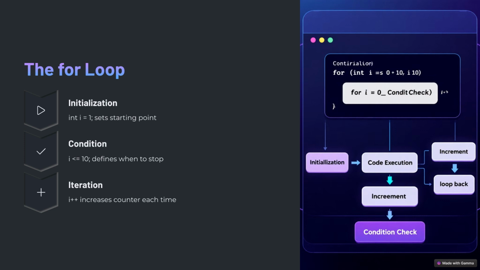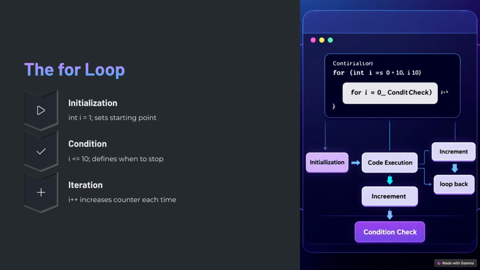Here's an example. This loop has 3 parts. int i = 1 initializes the counter i at 1. i <= 10 is the condition: the loop runs while i is less than or equal to 10. i++ increases i by 1 after each iteration. This means the loop runs 10 times, printing numbers 1 to 10.